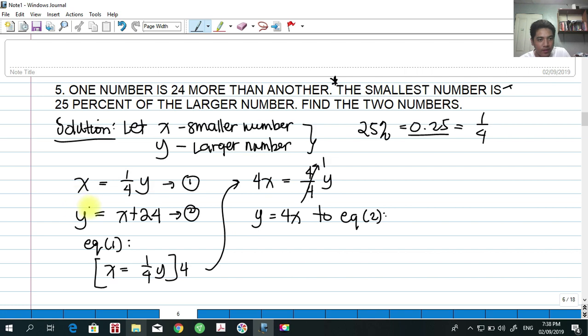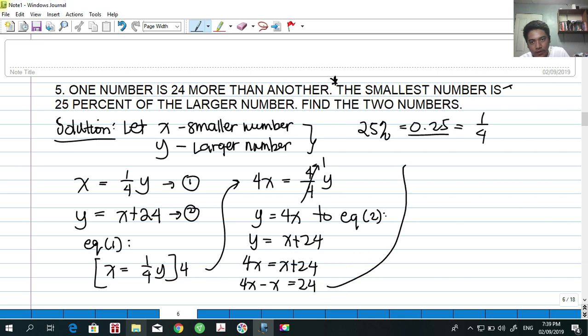So we have y equals x plus 24, and y equals also 4x. We have 4x equals x plus 24. Can we solve for x? Yes, we have 4x minus x equals 24. So that we can solve for x now. 3x equals 24. Divide both sides by 3. So 3x over 3 cancels. We have 24 over 3. So x is 24 over 3, which is actually 8.